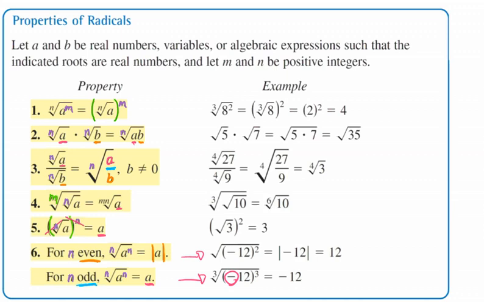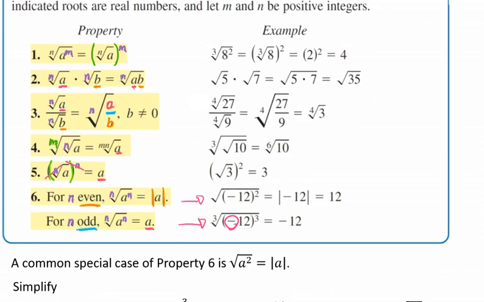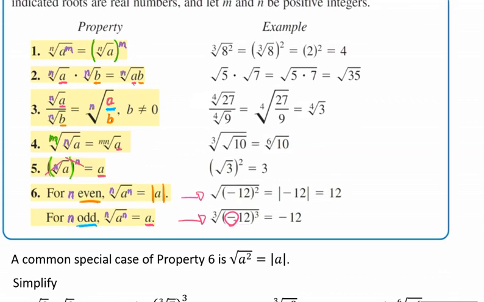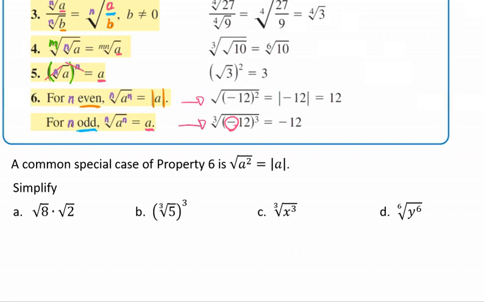Now there happens to be a common special case of that sixth property. So let's move up so we can see that. A common special property of that sixth property is that if you have the square root of A squared, we actually see that a lot. Remember, a square root has that little invisible 2 right there. We're going to end up just getting the absolute value of A. So again, it is a common special case. So be on the lookout for that.